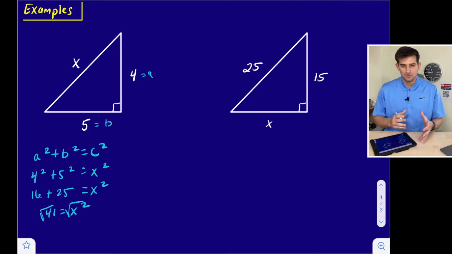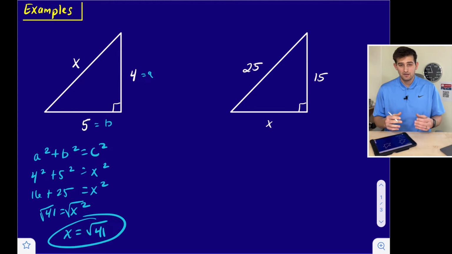Now, we did introduce the square root, so we might be thinking positive and negative, but here we're trying to find a length, so we're only going to think about the positive value. So x is equal to the square root of 41, and 41 is not a perfect square, so this would not be an example of a Pythagorean triple. But it's still a right triangle.